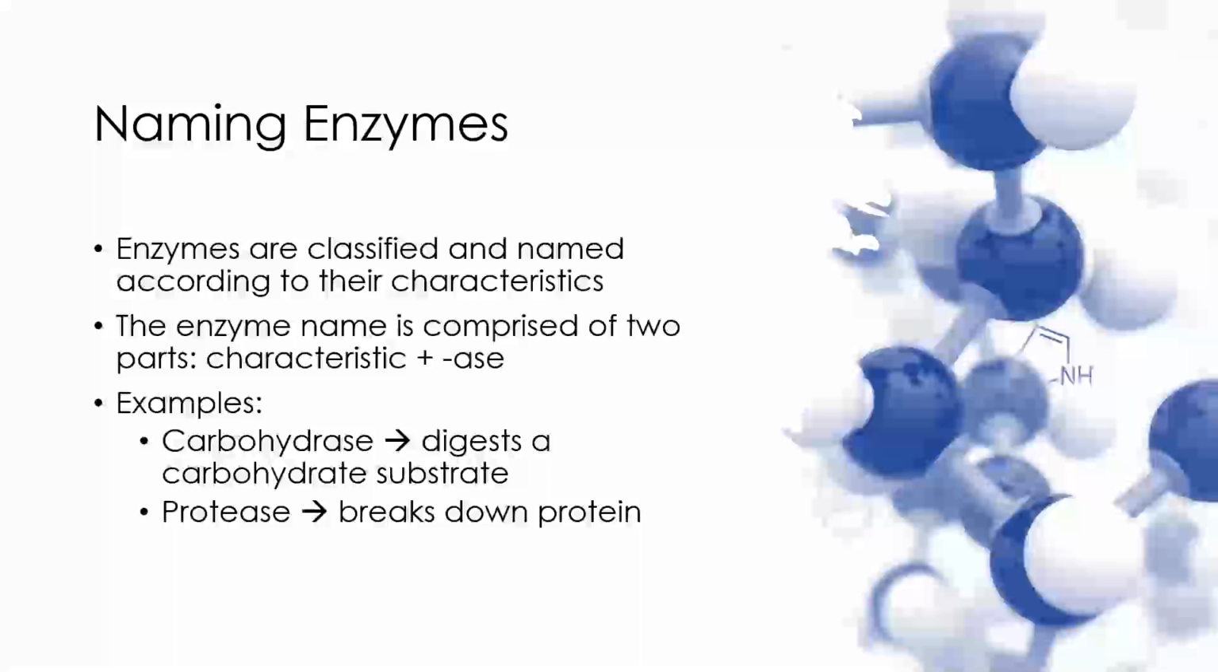Carbohydrase: if we take the first part of the word, carbohydrate, it digests carbohydrate substances. And we see the ASE at the end, so we know that it is an enzyme. Protease, again, if we look at the beginning, starts with protein. Oh, that sounds like protein. So protease breaks down proteins.